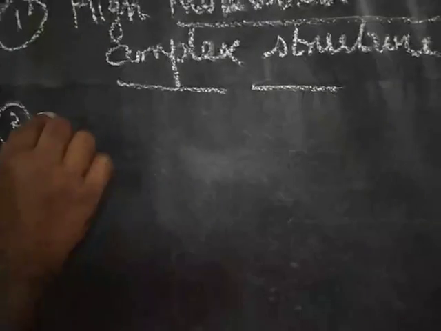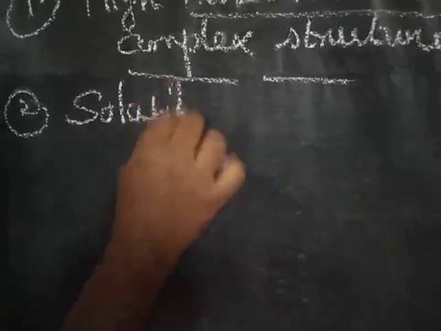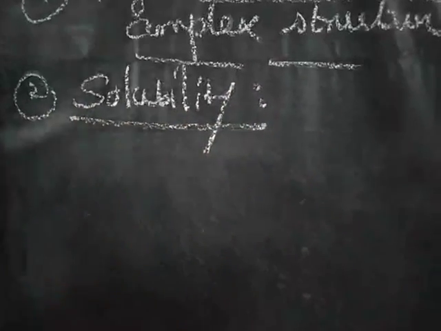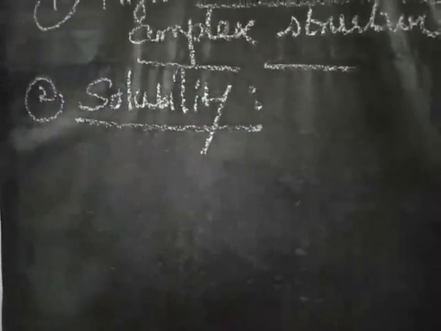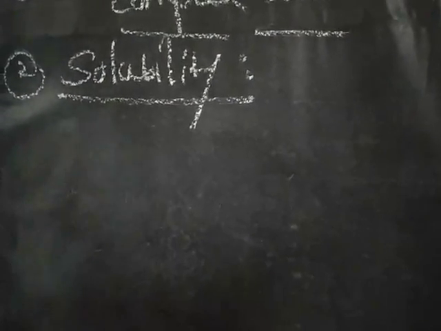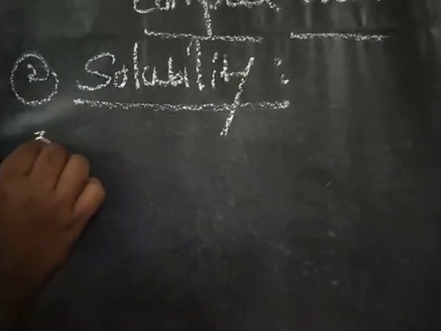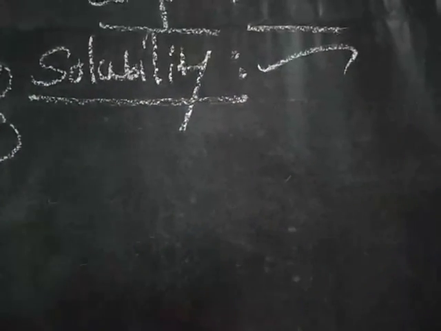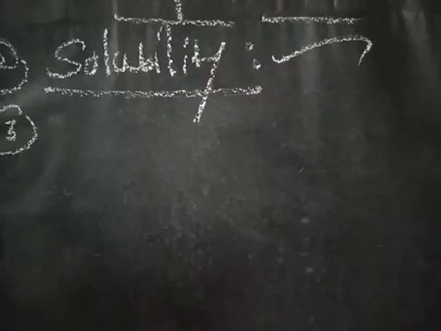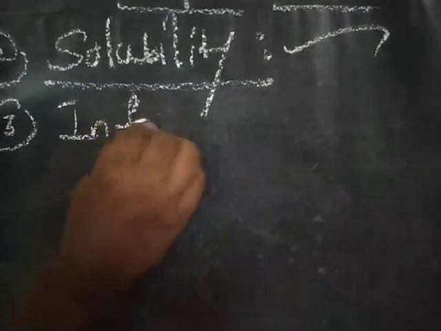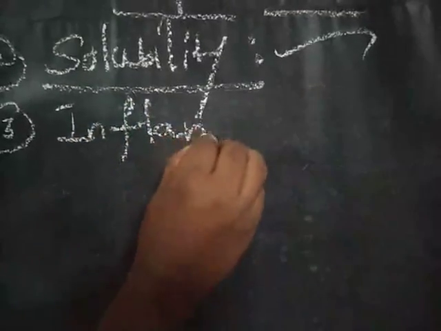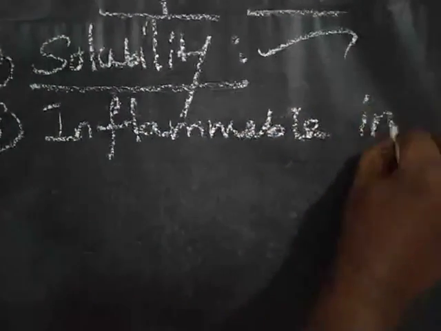Second point, solubility. Organic compounds are mostly insoluble in water but soluble in organic solvents such as ether, carbon tetrachloride, toluene, etc. Third one, they are highly inflammable in nature. Inflammable: I-N-F-L-A-M-M-A-B-L-E.